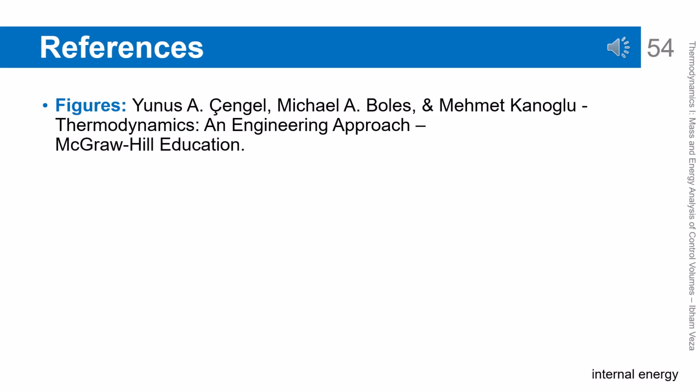References. The references show that the entire material is taken from a standard, internationally recognized thermodynamics textbook. The main reference is the work of Cengel, Boles, and Canel, which is widely used worldwide. This ensures consistency in notation and analytical approach. Using a standard reference also makes it easier for students to continue learning independently. This book becomes the main reference for deeper study in engineering thermodynamics.